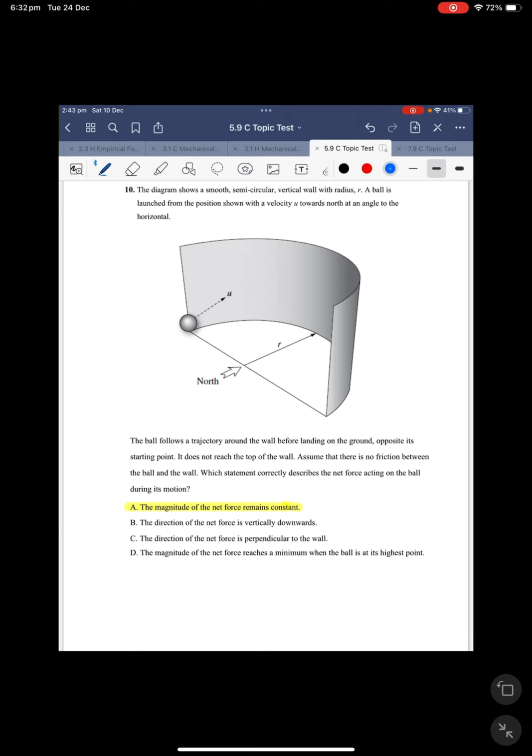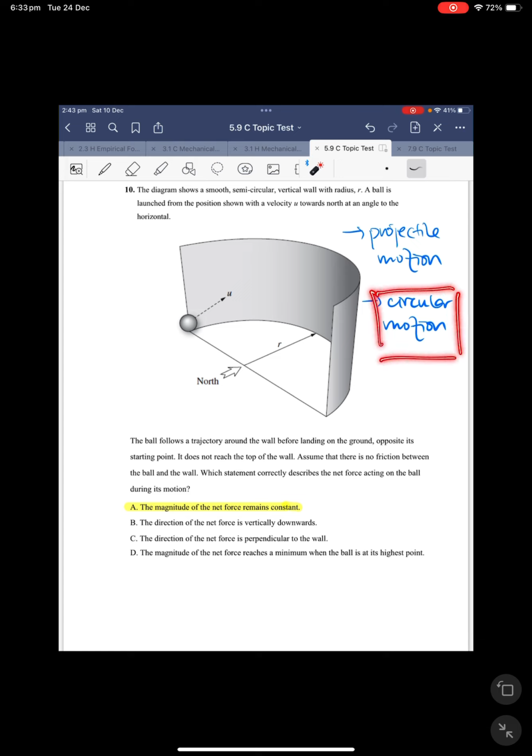Now we have sort of two kinds of motion going on here. First, of course, we have projectile motion, and that's because the ball is being projected, alright? And so there's a constant force of gravity. But we also have circular motion going on, right? And in circular motion, there's a constant centripetal force that's always acting towards the center. And so even if we combine these two types of motion, the net force in projectile motion is gravity, that's constant, and in circular motion, the net force is the centripetal force, that's also going to be constant. And so if we add those two forces together, the magnitude of the net force is going to still remain constant. And so the answer is A.